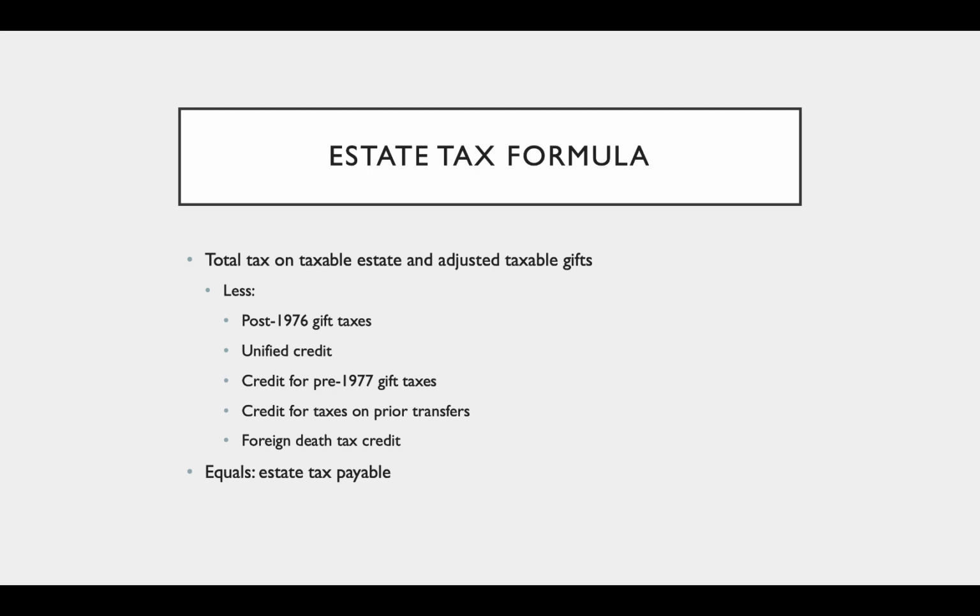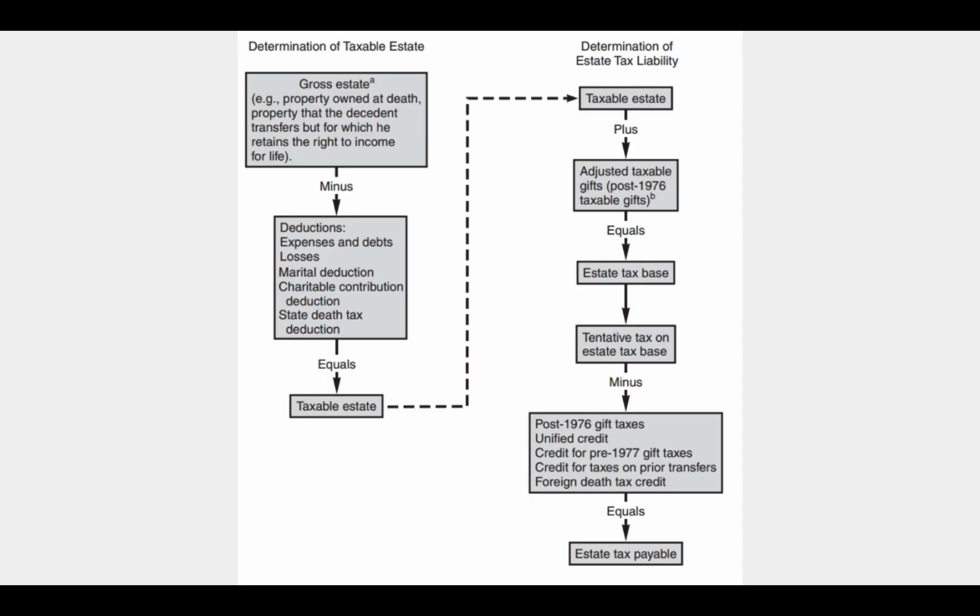So the total tax on the taxable estate and the adjusted taxable gifts is calculated pursuant to the estate tax formula, and then we get to subtract post-1976 gift taxes, the unified credit, the credit for pre-1977 gift taxes, the credit for taxes on prior transfers, the foreign death tax credit, and then we get the estate tax payable. Here this is graphically. In this chapter, we're going to define what each of these boxes means and then do an example for calculation of the estate tax.